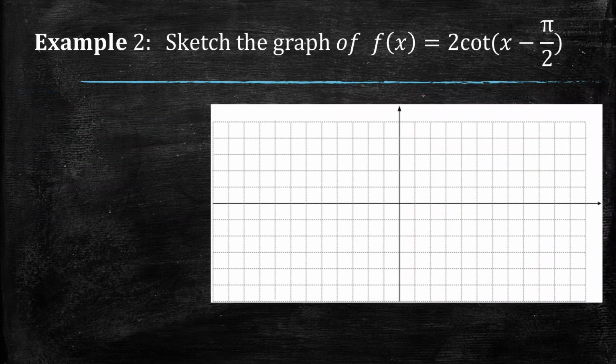One more example in here. Now I've got some other stuff going on. Again, I'm going to start off. I have a shift, right? I have a phase shift, and it's x minus pi over 2. So I'm shifting to the right pi over 2.